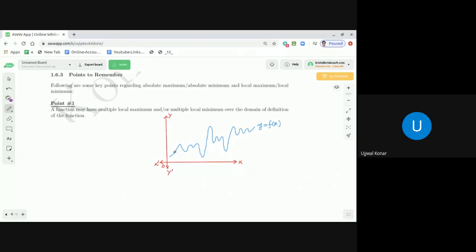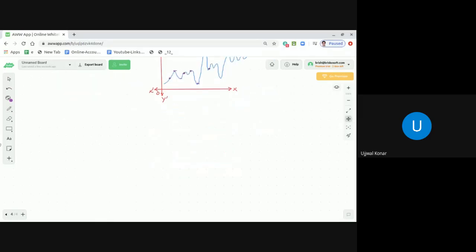If you see, this function has multiple local minima and multiple local maxima. How? If you consider this particular interval, you will find this is the maximum, this is the minimum. If you consider this particular interval, you will find this is the maximum and this is the minimum, like this. So that actually states that a function may have multiple local maxima and or multiple local minima over the domain of definition of the function. Correct, dear students? Now let me proceed to the next point.